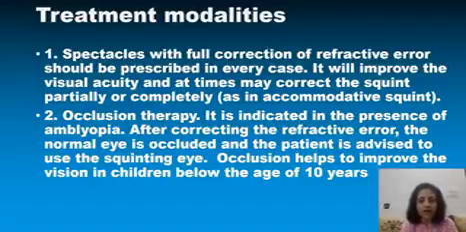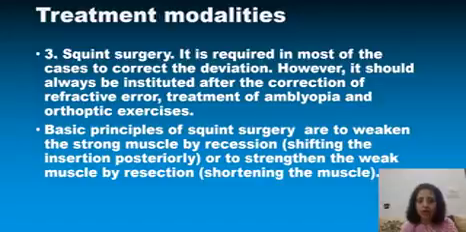After correcting the refractive error, the normal eye is occluded and the patient is advised to use the squinting eye. Occlusion helps to improve the vision of children below the age of 10 years. Squint surgery is required in most cases to correct the deviation. However, it should always be instituted after correcting refractive error, treatment of amblyopia, and orthoptic exercises.